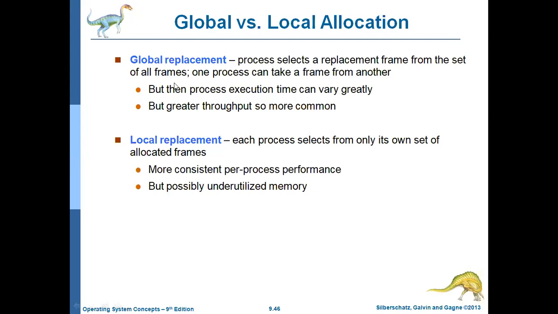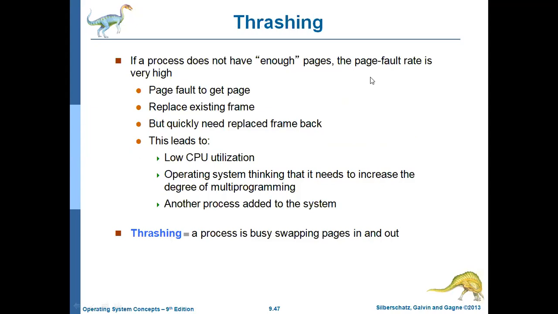As I said just now, global replacement is where a process selects a replacement frame from the set of all frames. One process can take a frame from another, but then process execution time can vary greatly. But it gives greater throughput, so it is more common. Local replacement is where each process selects from only its own set of allocated frames. It gives more consistent per-process performance but possibly underutilized memory. So that was all regarding your algorithms and all those things there.